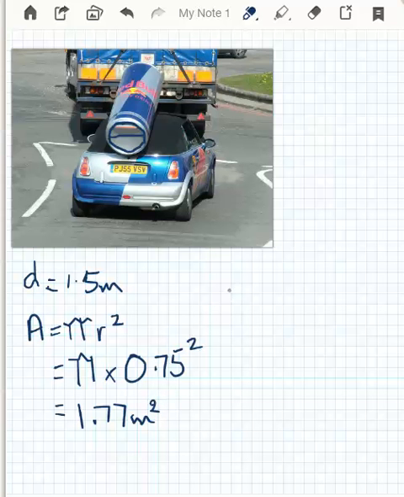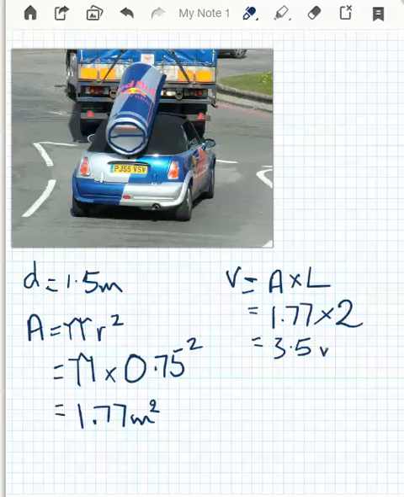Again, it's the area of that whole circle, so it's meters squared. Now, we're actually interested in volume here. So volume is going to be equal to the area of that circle multiplied by the length of the can. The area of the circle is 1.77, and the length here we need to measure, and we worked out the length to be 2 meters. Multiply those two together and you end up with about 3.5 meters, and this is three-dimensional, meters cubed.